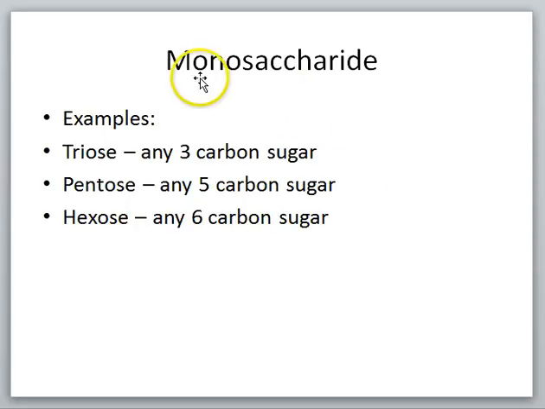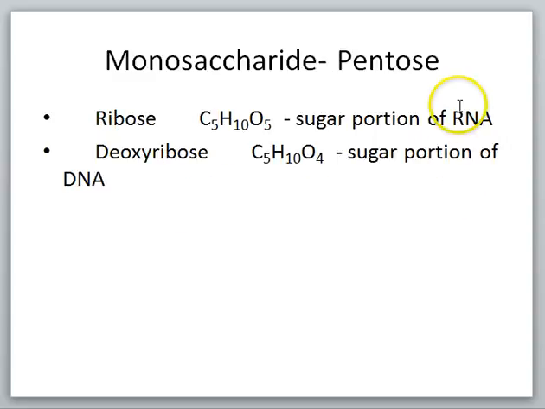Okay, within this category of monosaccharides, we have these terms triose, pentose, and hexose. 3 carbon, 5 carbon, or 6 carbon sugar. Among common pentose sugars are the ribose sugar, which is the sugar portion that we have for RNA. Notice it's C5H10O5. Okay, that pretty much follows the rules for carbohydrate.